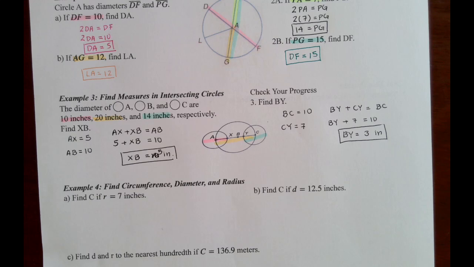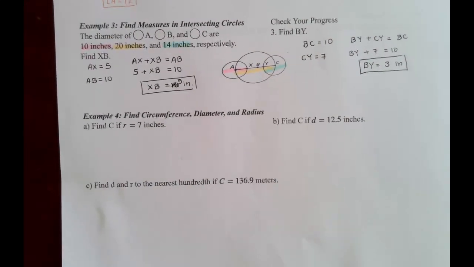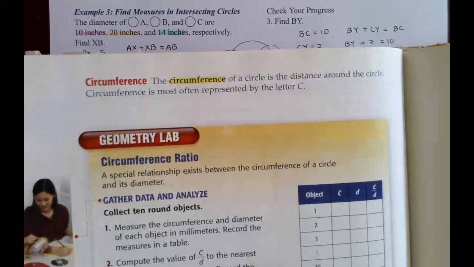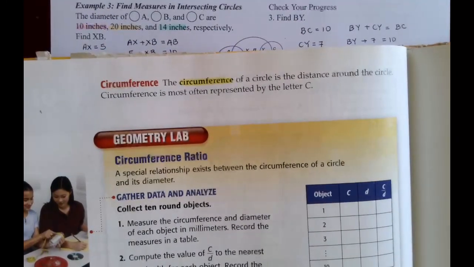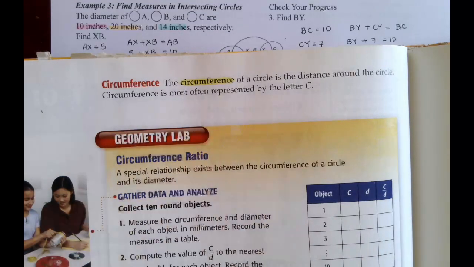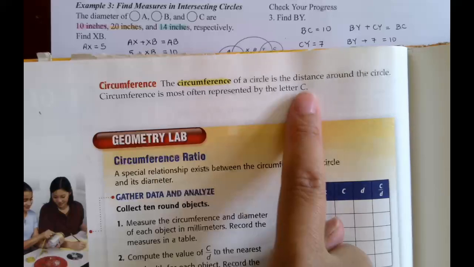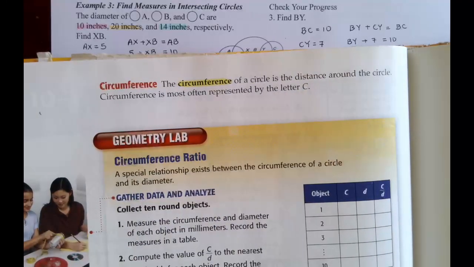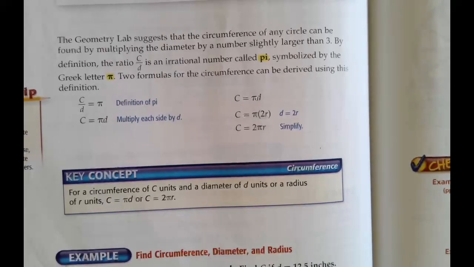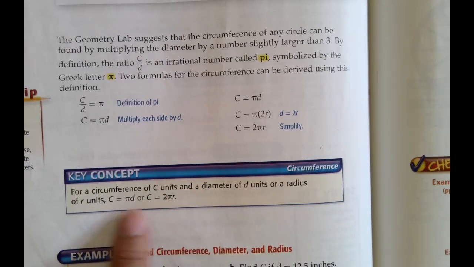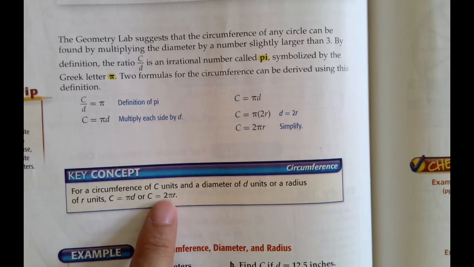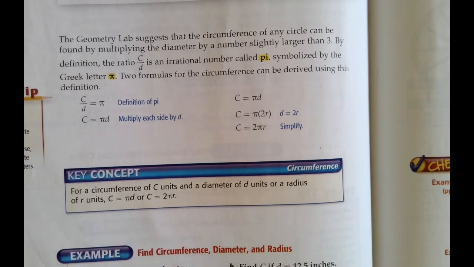Next, example 4 is about finding circumference, diameter, and radius. The definition of circumference you should be quite familiar with: the circumference of a circle is the distance all around the circle. It's most often represented by the capital letter C. And what we know about the circumference is that it is pi times our diameter, or 2 pi r. The reason why is because 2r is d.